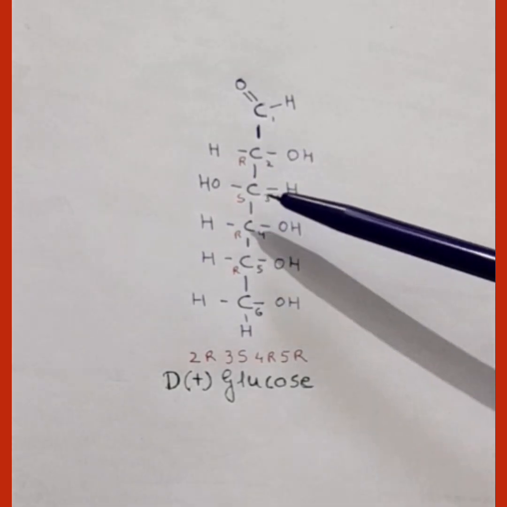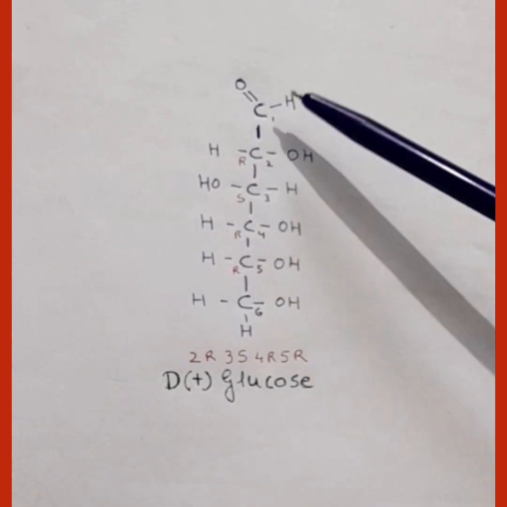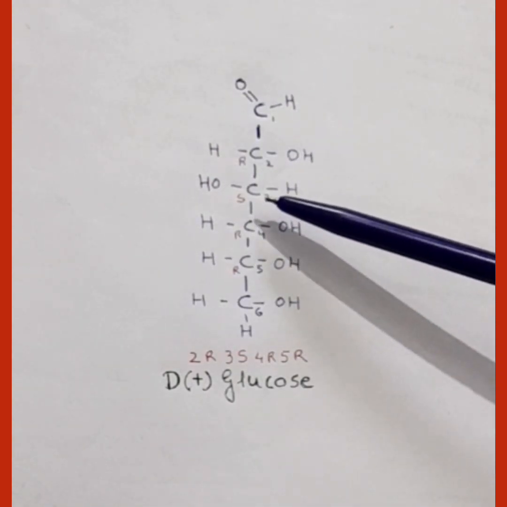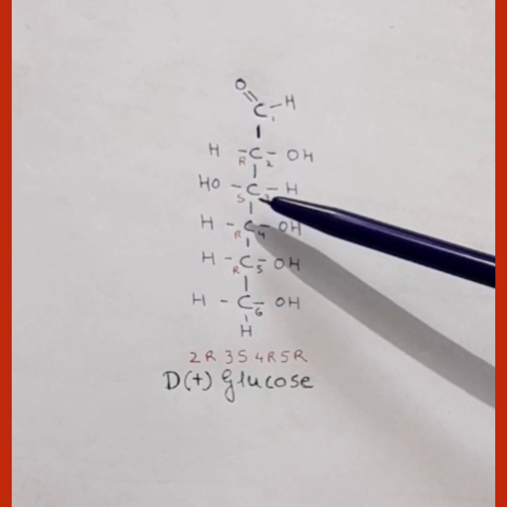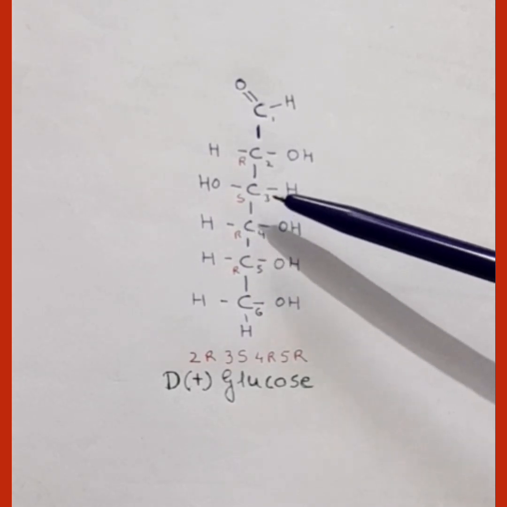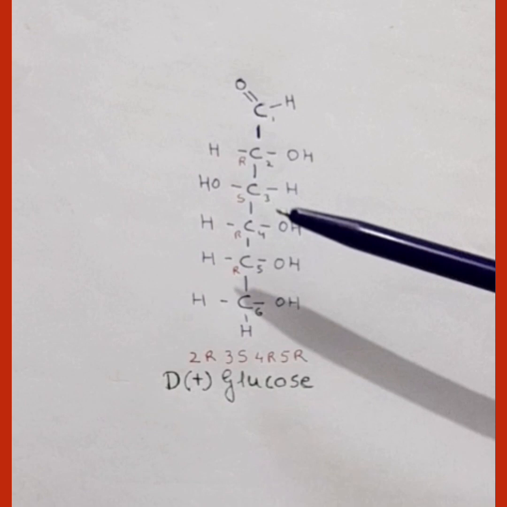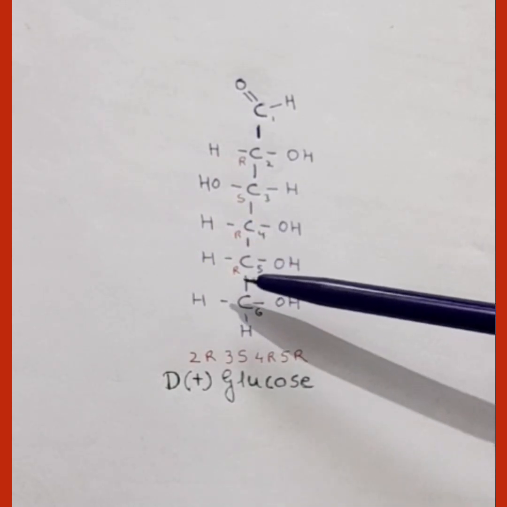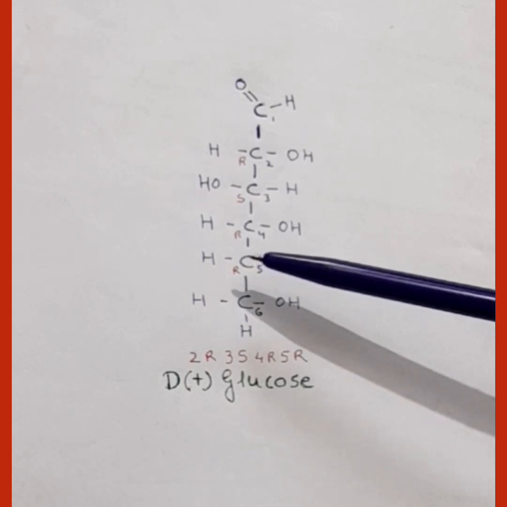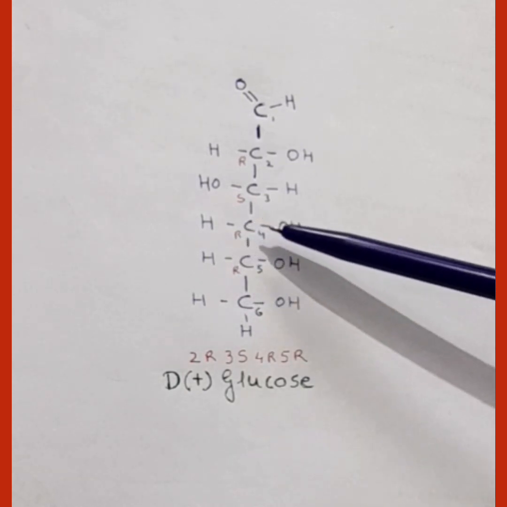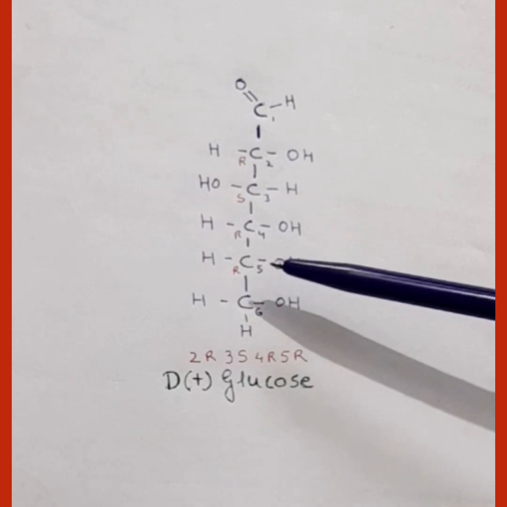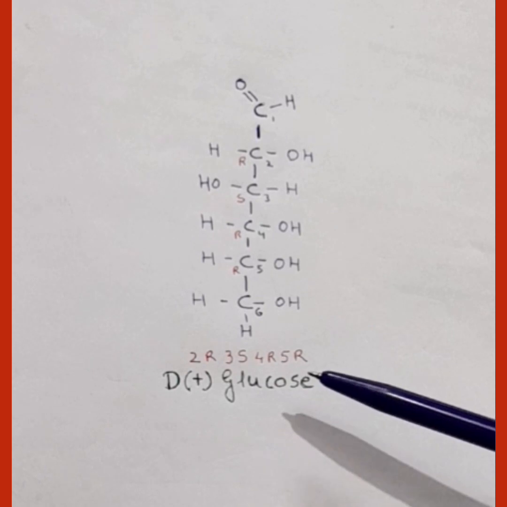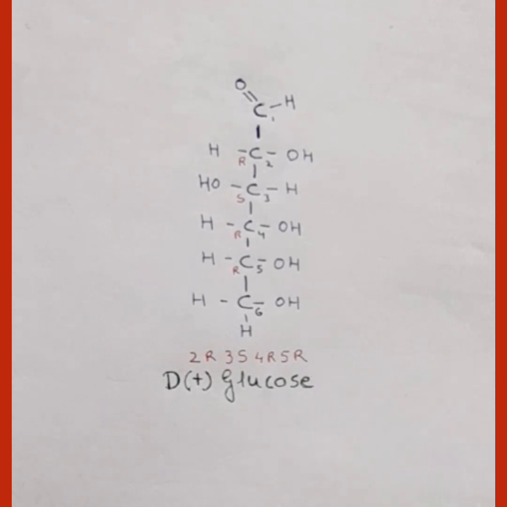Here when we see, this also is chiral. Why? Because it also has 4 different groups attached to it. So this also is a chiral center. Here we find that the direction of the arrow is towards the left. And again here as well as here, we would find the direction of the arrow. When I say direction of arrow, I mean LMS or 1, 2, 3 is towards the right. Hence the configuration of D-plus-glucose would be 2R, 3S, 4R and 5R.